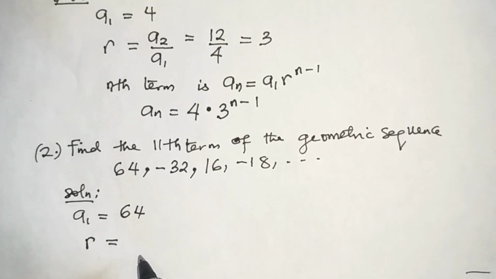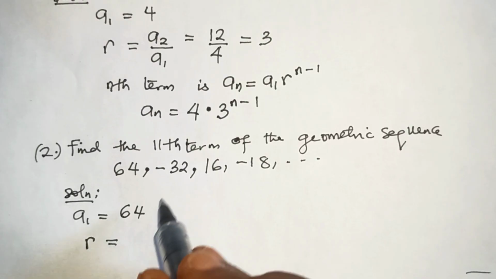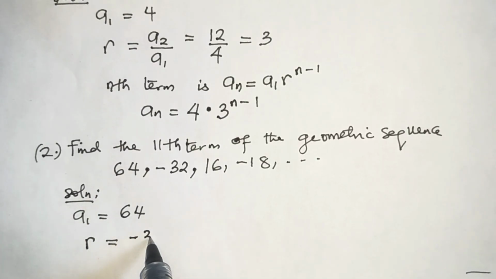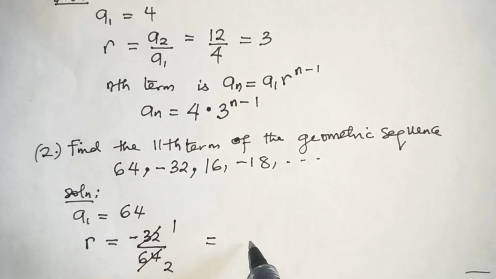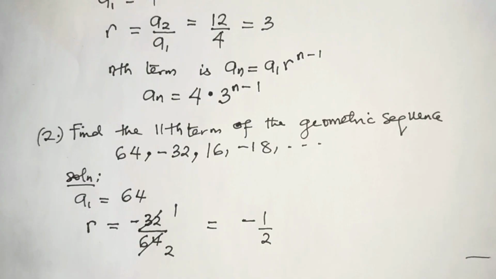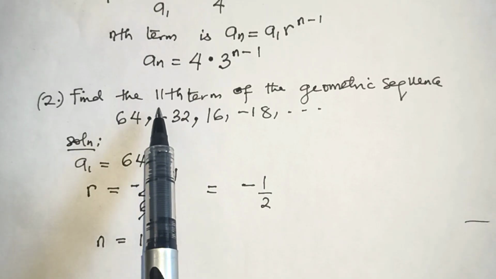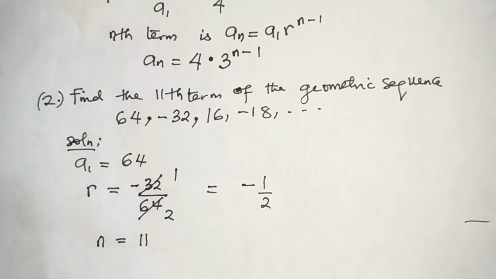Common ratio r is equal to, let's use second term and first term, minus 32 divided by 64. So this will give us here 1, here is 2. We have minus 1 over 2. So the common ratio is minus 1 over 2. Then n is equal to 11, since we are asked to find the 11th term.